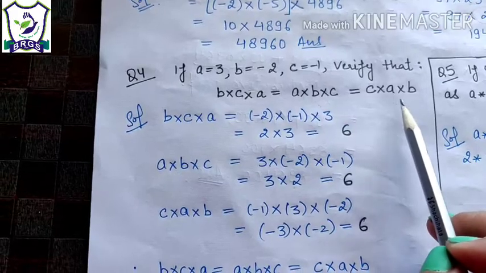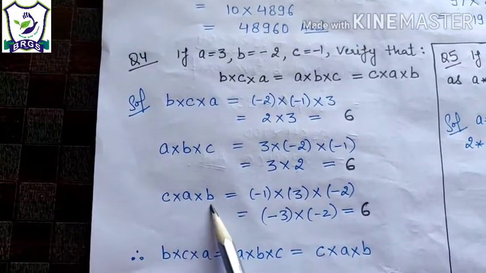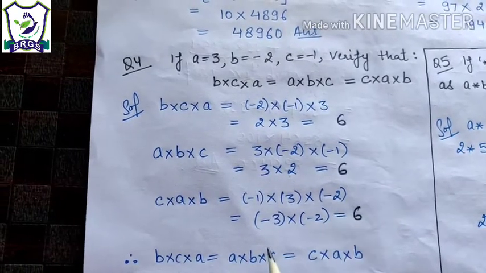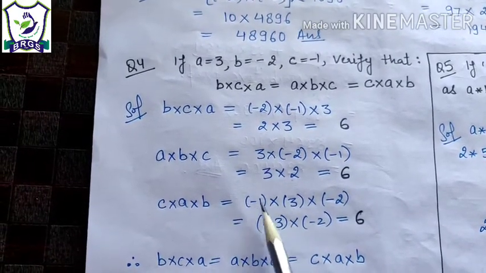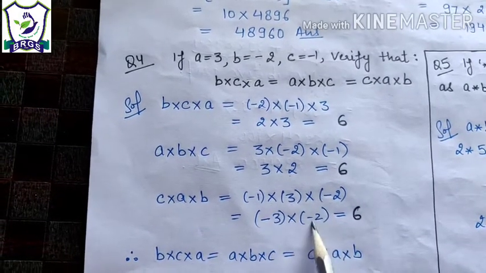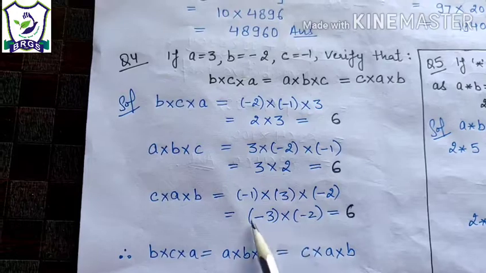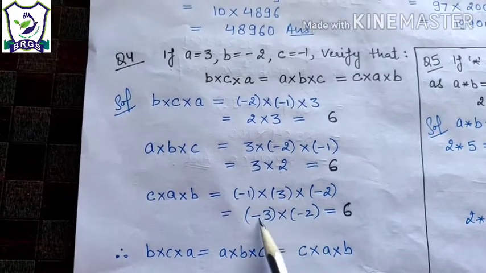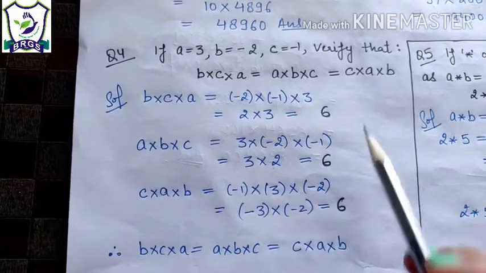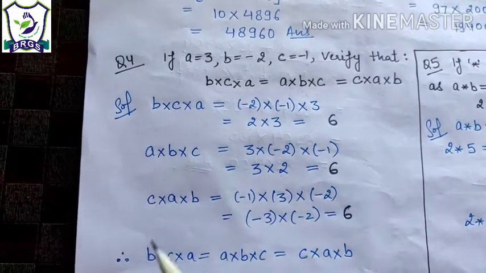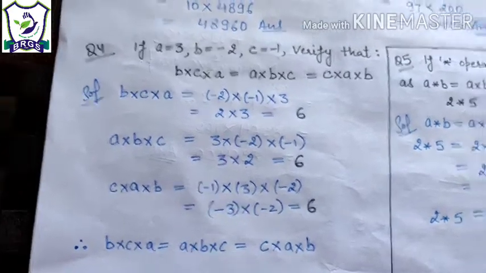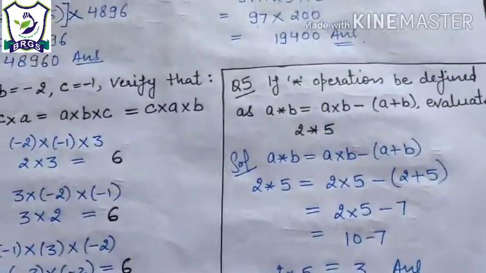Now this third expression, C into A into B. C is minus 1, A is 3, B is minus 2. So minus 1 into 3 is minus 3, negative, and multiplied by minus 2. Now the product of two negative integers is positive and 3 2s are 6. So in all the 3 cases the answer is 6. It is same. That means all these 3 expressions are equal. So that is verified. Now see the next question.